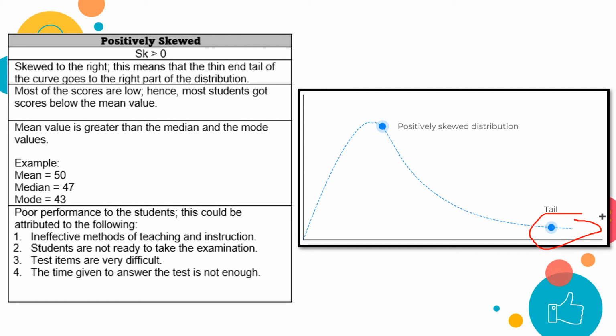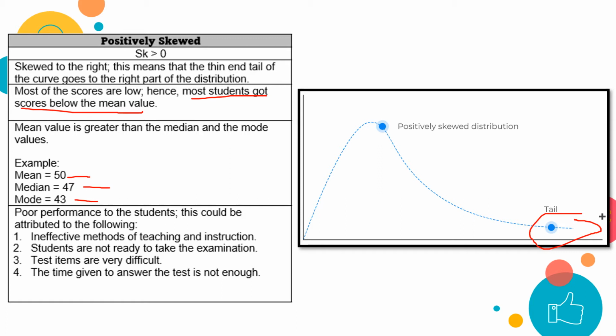Most of the scores are low, hence most students got scores below the mean value. Please take note of the interpretation or the implication. So most students got scores below the mean value. The mean value is greater than the median and the mode values. For example, perhaps our mean is 50, our median is 47, and our mode is 43.